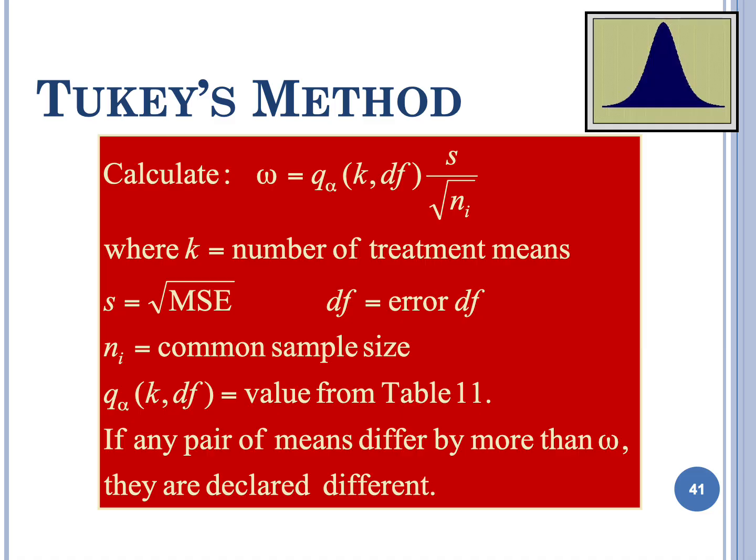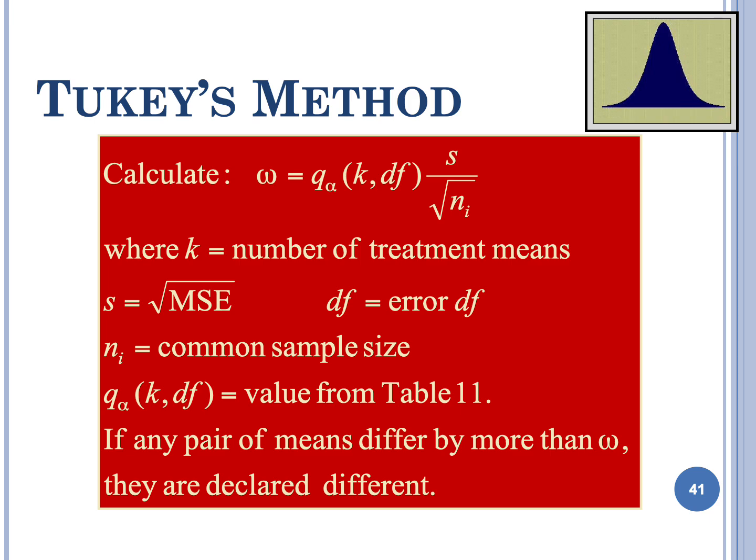The next part is S divided by the square root of n_i. S is the common variance estimate calculated from the ANOVA table. S is the square root of MSE in the ANOVA table of this completely randomized design. The degrees of freedom of error is N minus k, and n_i is the common sample size. Q is the critical value that we will find from table 11 of the textbook.